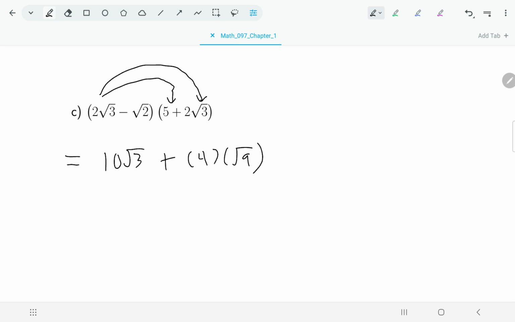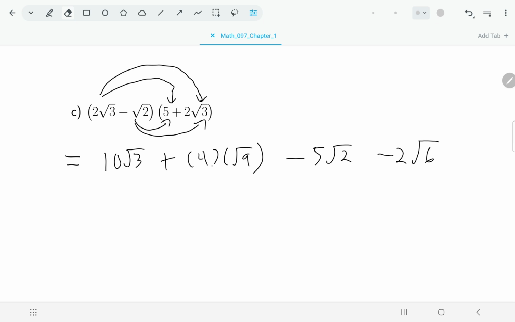When I multiply the negative root of 2 times the 5, I only have one whole number part and one root part, so I'll have a negative 5 root 2. When I multiply the negative root 2 times the 2 root of 3, I'll have a negative 2 for the whole number part, and for the root part, I'll have root of 2 times root of 3, which is root of 6. There's one little last thing for me to do here, and that's with the second term.